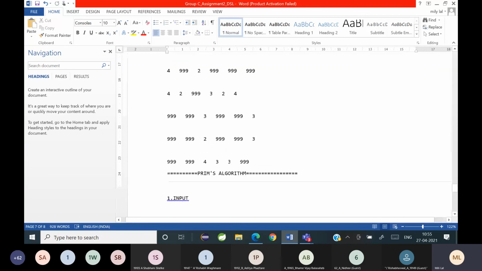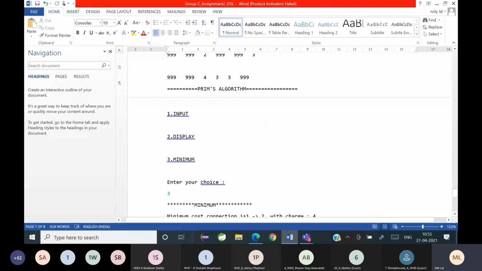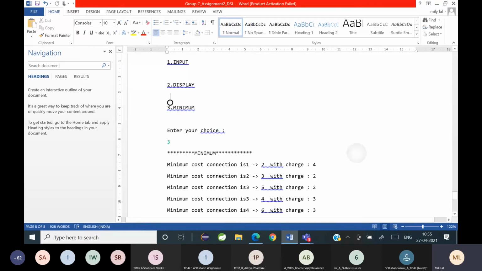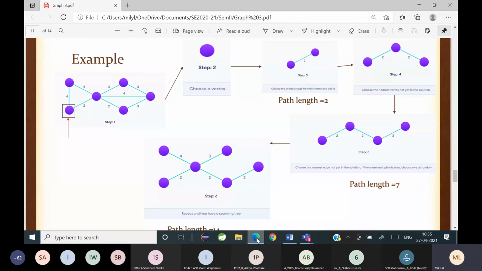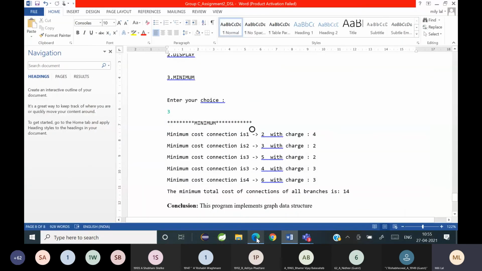And again the menu will be displayed, that is minimum, and you put the choice. Say if you put it as 3, then it will calculate it, and you can see there is a connection from 1 to 2 with a charge 4. It will print all the connections that are selected as minimum at that point, and you can see the minimum total cost of all branches is 14. I guess in the same example which we saw here, the path length is 14. So you get it, and this is how the program works. I hope you've understood how the program is implemented.